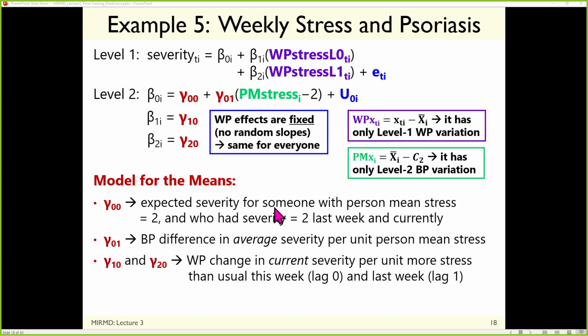So gamma 00 then, our baseline. Gamma 01, that's my between-person slope. So it's going to be the difference in average severity per unit of person-mean stress. So this answers the question cross-sectionally: do people who have higher stress on average have worse severity on average? And then the 2 within-person effects, for every unit more stress than your mean, each of those is the change in severity that week for lag 0 and next week for lag 1.